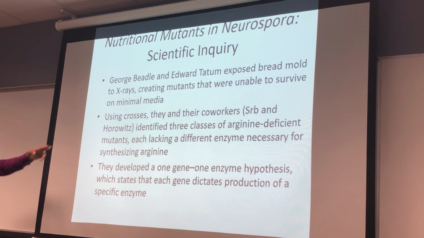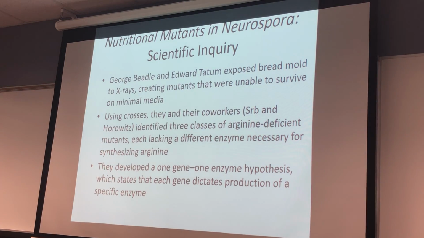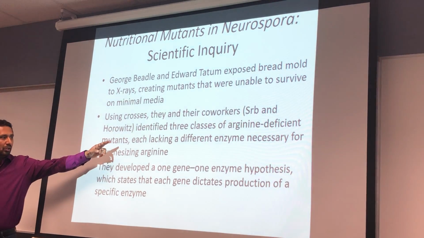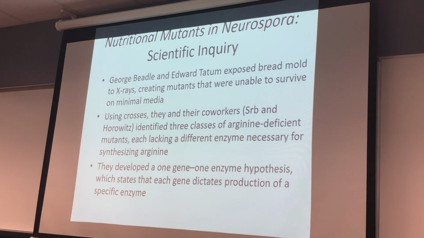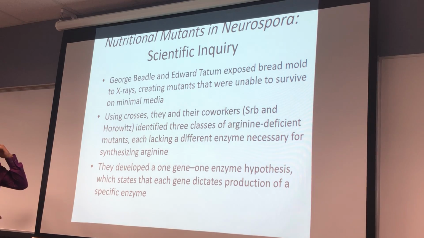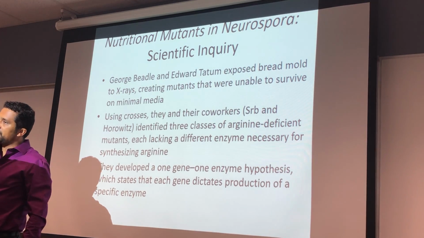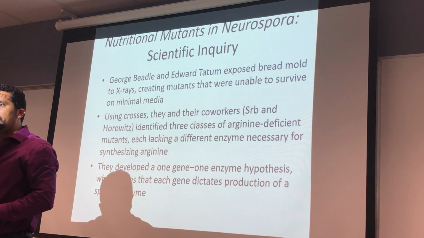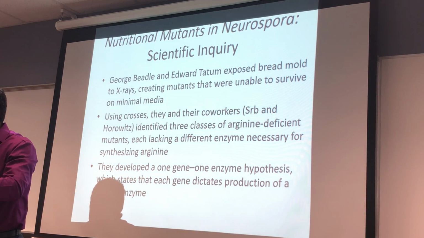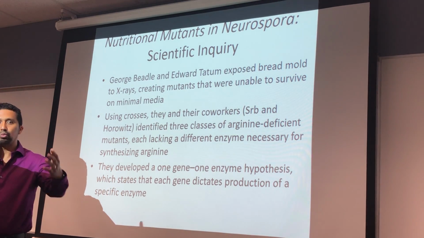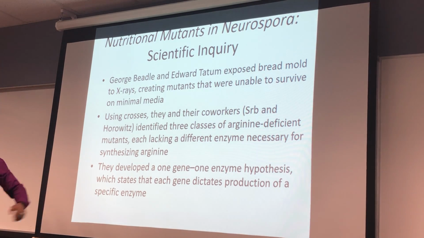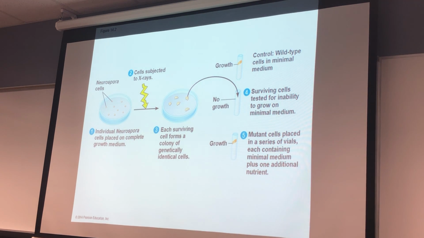Okay, so using this process, they and their co-workers, Srb and Horowitz, identified three classes of arginine deficient mutants, each lacking a different enzyme that is necessary to synthesize arginine. Okay? From that, the one gene, one enzyme hypothesis was developed. In other words, the X-ray mutated one gene, and therefore the enzyme that was coded by that gene was no longer functional. One gene, one enzyme hypothesis. Okay? So that's basically what it says. It states that each gene dictates the production of a specific enzyme. So that's what you have right here.